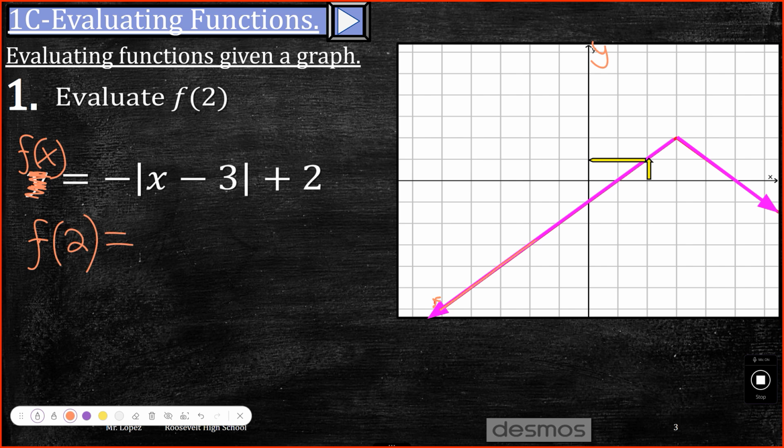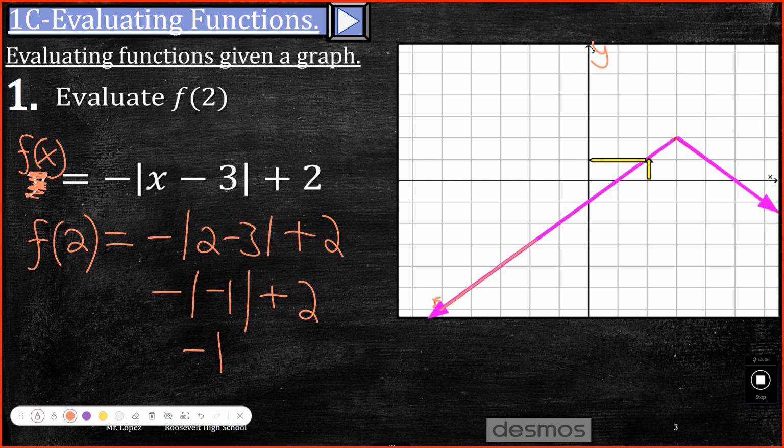If x is 2, let's see if we can get the same output. If I plug in 2, I'm going to have negative the absolute value of 2 minus 3, plus 2. 2 minus 3 is negative 1. Bring down the minus, plus 2. The absolute value of negative 1 is 1. Bring down the minus in front of it, plus 2. Negative 1 plus 2 is 1. So the output of 2 is 1.